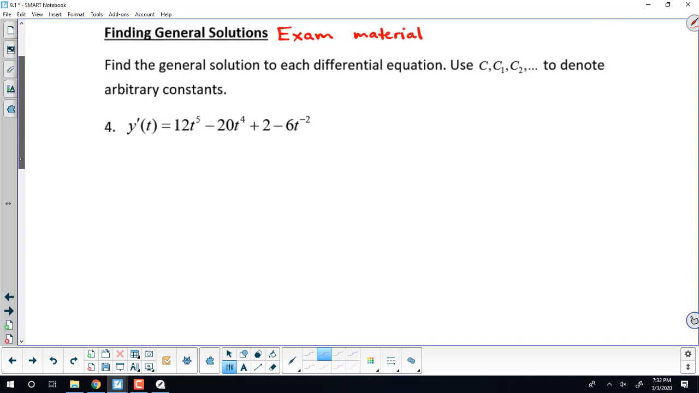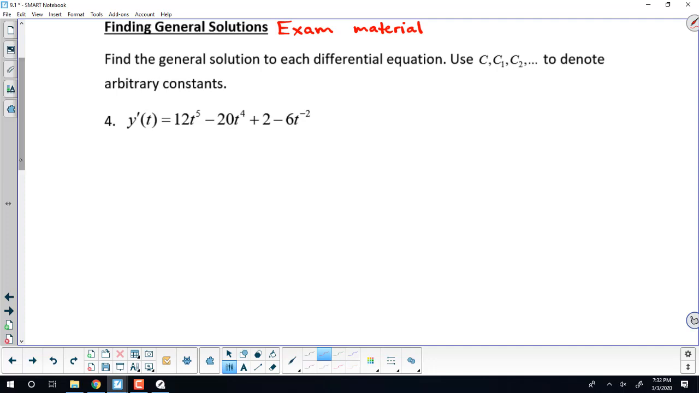So find the general solutions. Use C, C1, C2 to denote arbitrary constants. So what we're given is the fact that the derivative is this function, 12t to the fifth, etc. What we want to find is y of t, not y prime. Given y prime, find y.